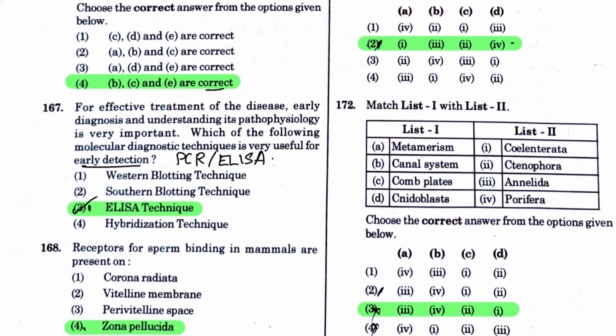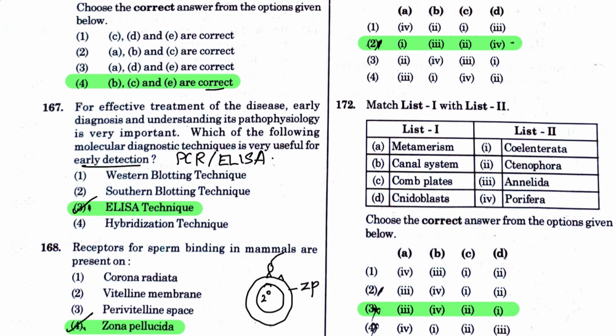Okay, so receptors for sperm binding in mammals are present on. Okay, so this is a kind of tricky question. We know we'll have secondary oocyte. This secondary oocyte is covered with the non-cellular layer called as zona pellucida. This zona pellucida will have receptors and the sperm will bind with the receptors present in the zona pellucida. Only then the acrosin will digest the zona pellucida. Now the sperm nucleus and the secondary oocyte, which means the secondary oocyte will be now converted into the ovum by completing its meiosis 2. So these two will fuse, giving rise to zygote. So the answer is zona pellucida.